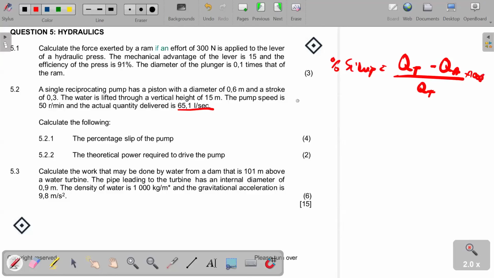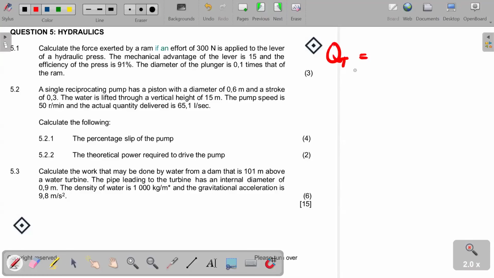In calculating the theoretical quantity, I'm going to call it QT, it's going to be equal to area times length times the speed. We can normally use this abbreviation and it will still be correct. Simply put, we want the area pi d squared over 4, multiplied by the stroke length, multiplied by the speed. The speed must be in revs per second. Right now it is in revs per minute, 50 revs per minute.